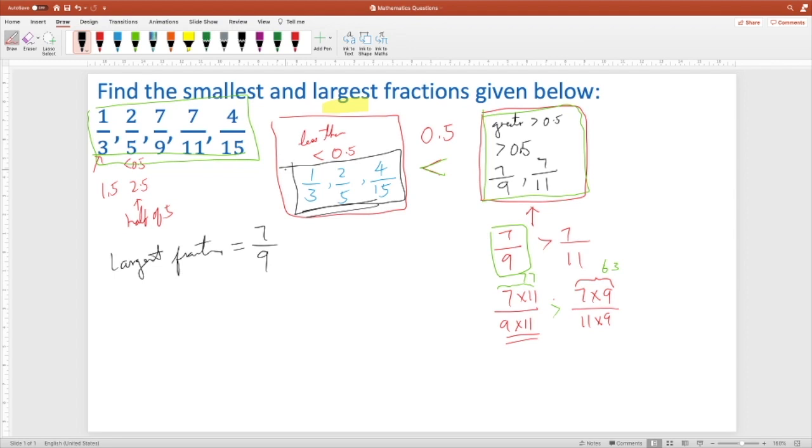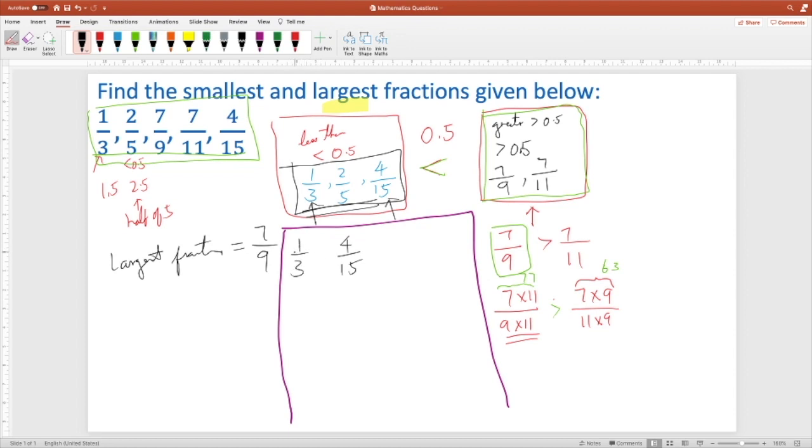Okay, so one method we can do is randomly pick a number in this group and then make a comparison. So Watermelon, can you pick one random number from this group? 4 over 15. Okay, 4 over 15, and then pick another one. 1 over 3. Okay, so we are going to compare 1 over 3 and 4 over 15 to see which one is smaller.